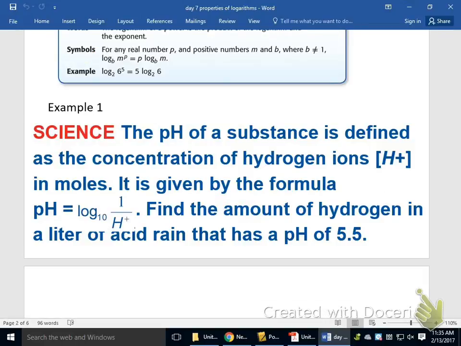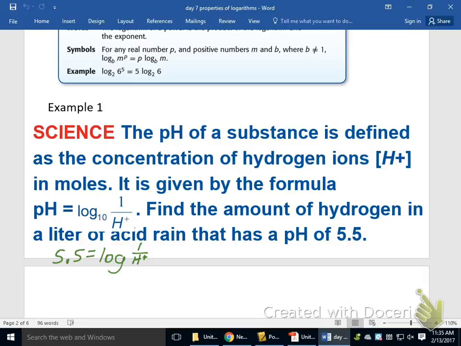Alright, example 1 is really a review of the previous day. You're not going to use your logarithmic properties here because you only have a single logarithm. They are giving you a pH to plug in, which is 5.5. So I'm going to have 5.5 equal to the logarithm with a base of 10 of 1 over H plus, hydrogen ions being H plus. Now we're finding the amount of hydrogen in a liter here, and they gave us the 5.5.